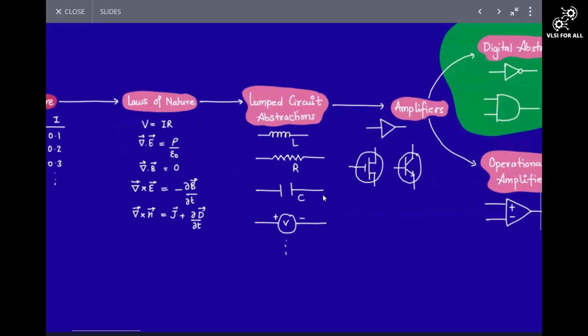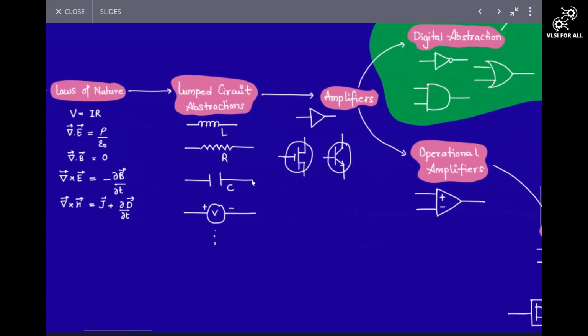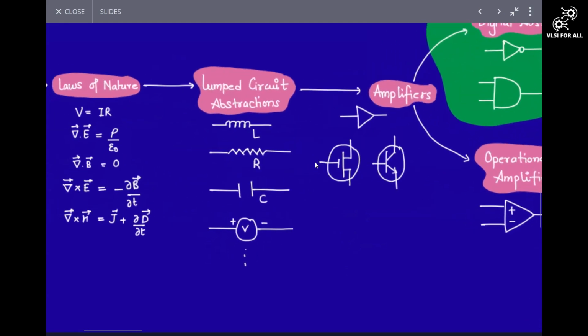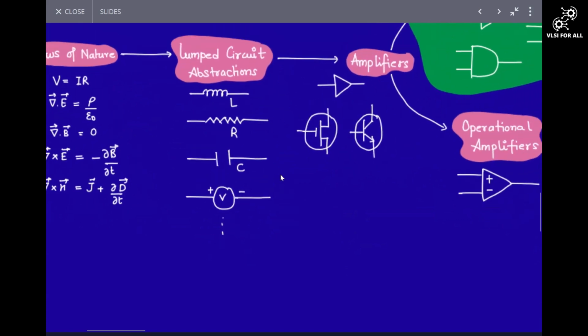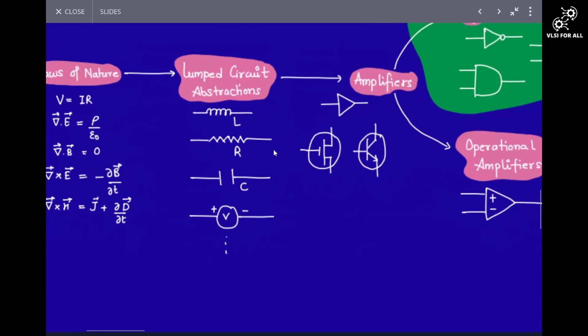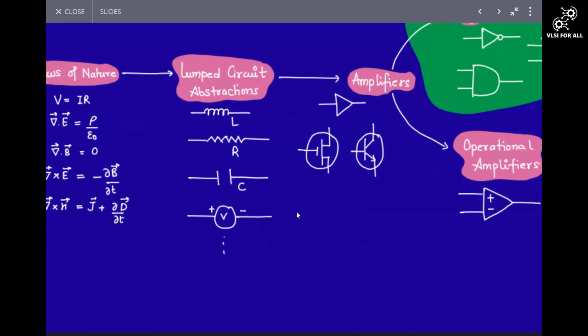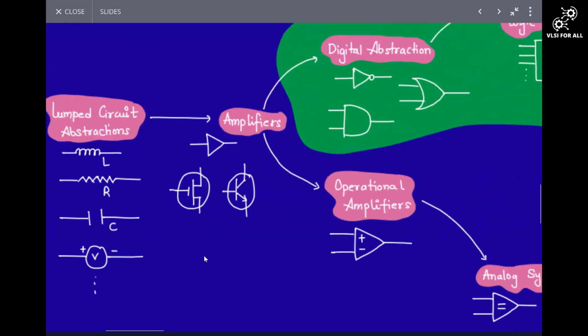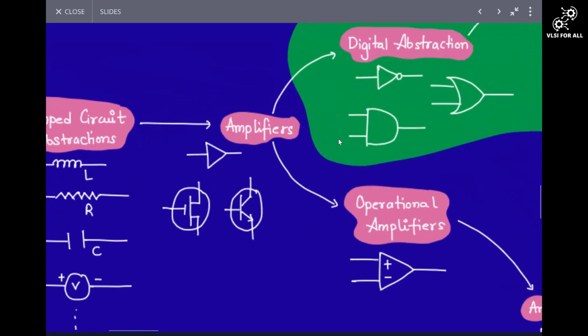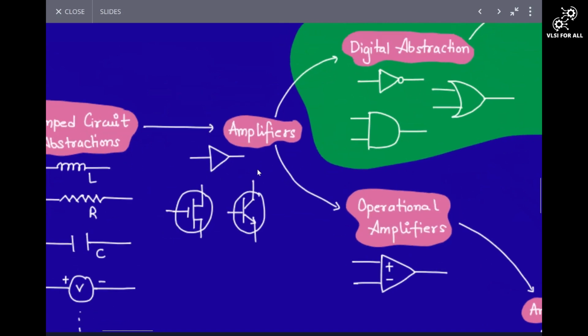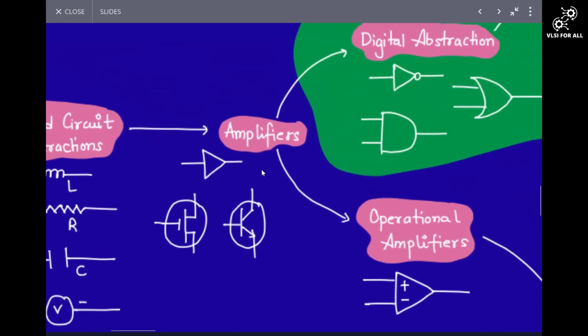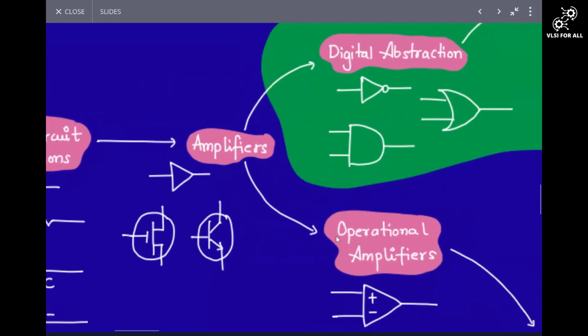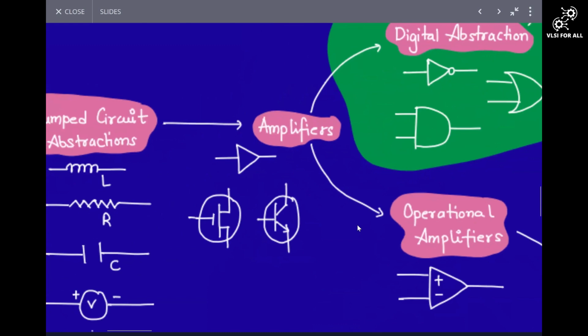Now we are abstracting these laws of nature into circuit elements, right? These are inductors, resistors, capacitors, sources, voltage sources, independent, dependent sources, right? Now using these, we are forming amplifiers, transistors and amplifiers that you have learned. Once you have learned this, you can actually switch either to the analog domain or the digital domain. But as you all know, microprocessor means digital mostly, right? So it is all about digital circuitry.